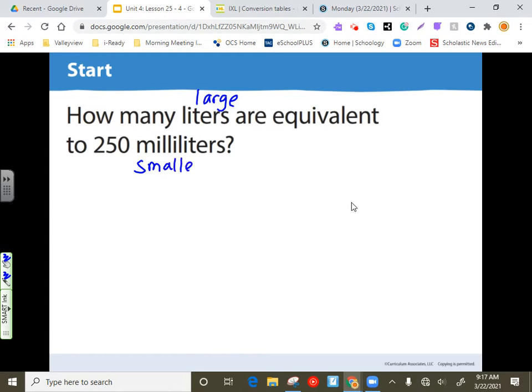And one of the biggest clues for that is the presence of this prefix here called milli. Milli means it's 1,000 times smaller. In the opposite way, kilo means it's 1,000 times bigger. So using that, we know 1 liter will equal 1,000 milliliters.